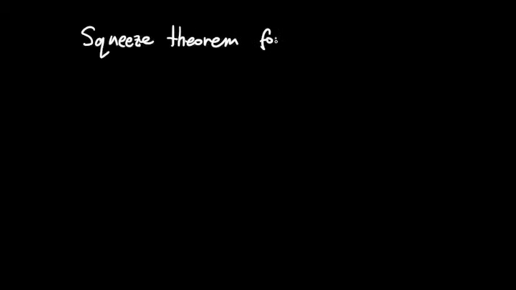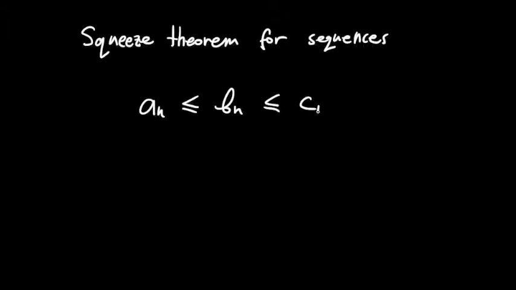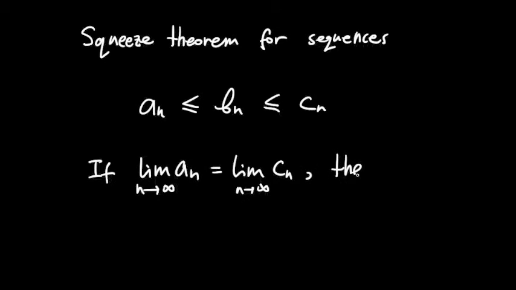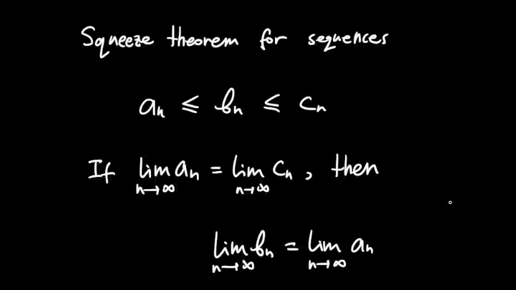Analogues of limit laws for functions hold in the case of sequences. For example, the so-called squeeze theorem holds for limits of sequences. Given three sequences with relations a_n less than or equal to b_n less than or equal to c_n that hold for all n greater than a certain number, if the limits of the sequences a and c exist and are equal, then the limit of the sequence b also exists and is equal to the same limit.